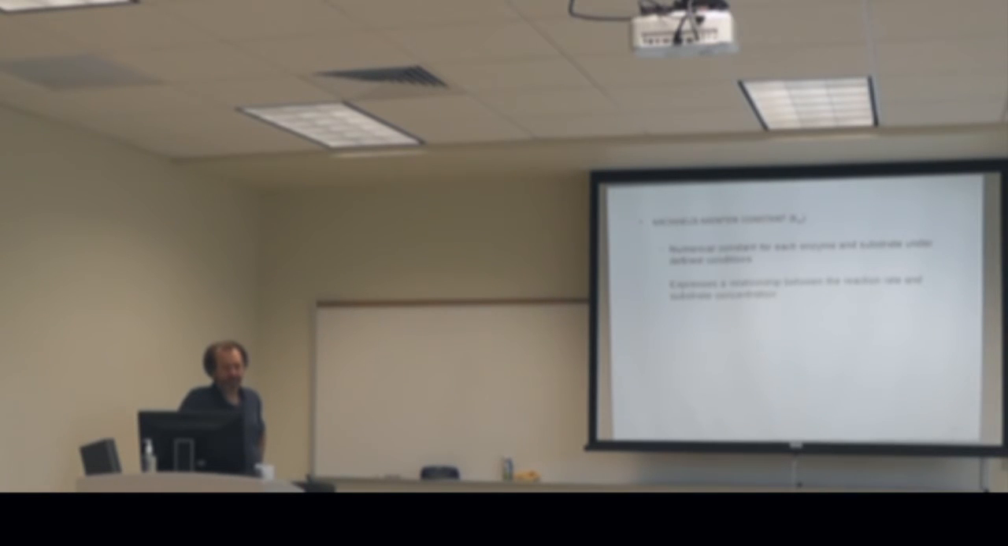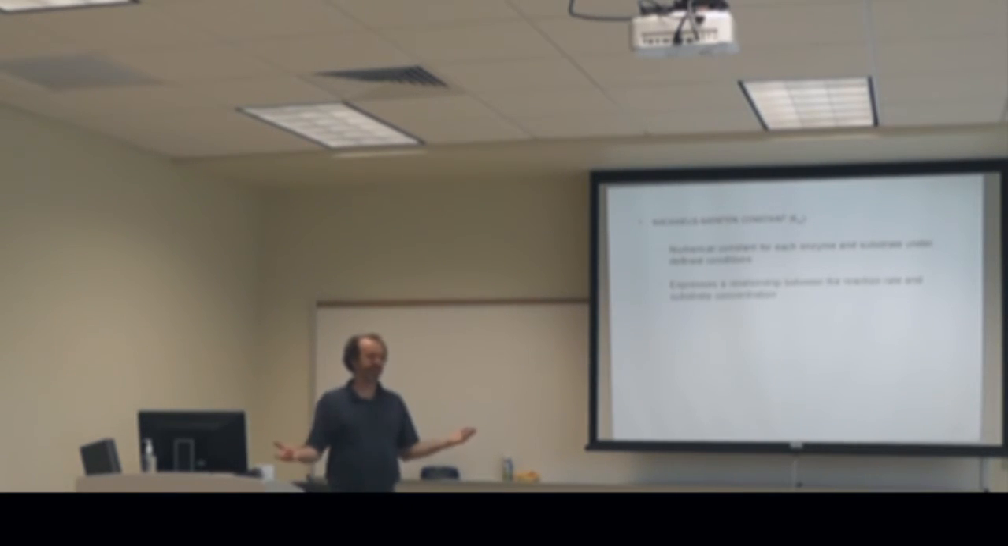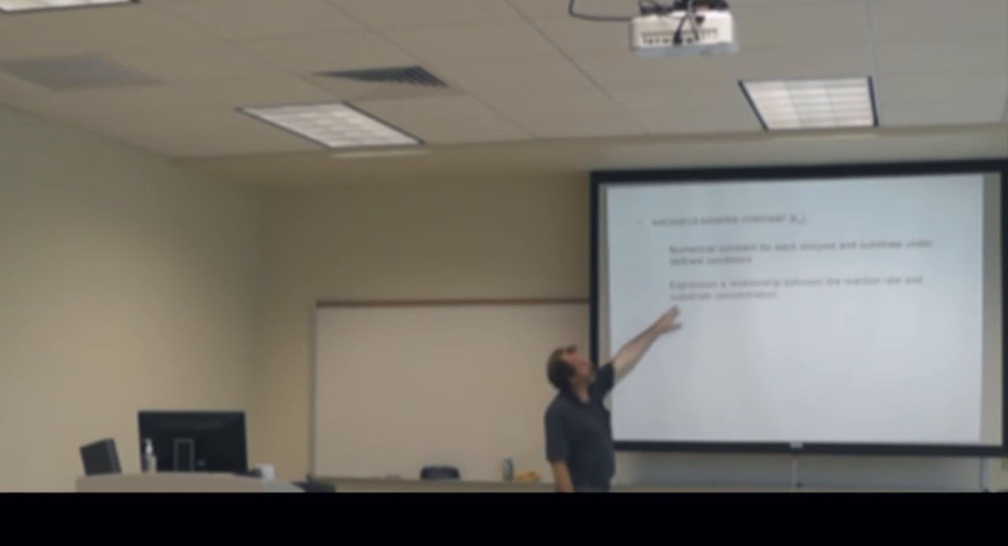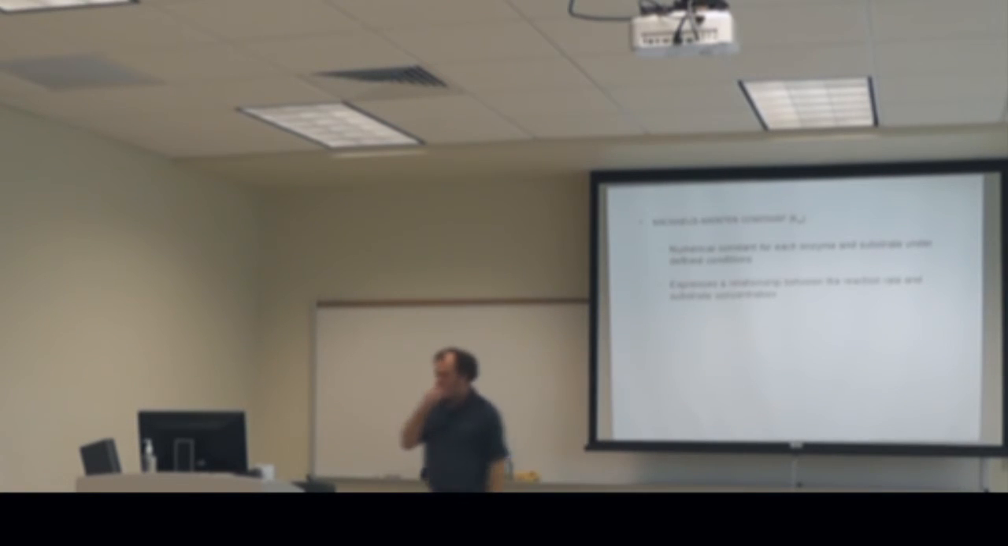So, Michaelis Menten constants, right? We were going to talk about that. Basically, the Michaelis Menten constant is the concentration of substrate at which you get half your Vmax, right? Does that sound familiar? It's analogous to a KD for the substrate for the enzyme. So basically the smaller the Km, the higher the affinity for the substrate and the faster the reaction will be. And it expresses a relationship between the reaction rate and substrate concentrations.